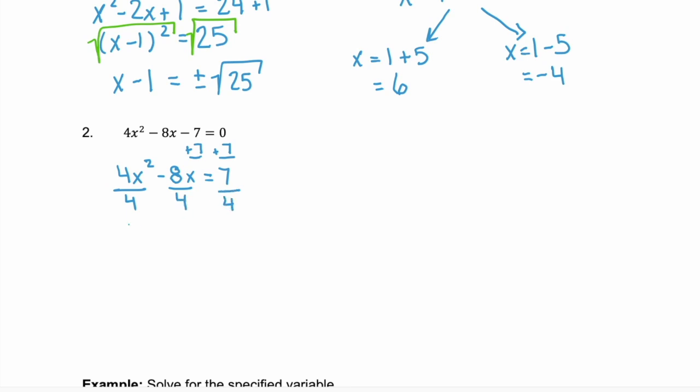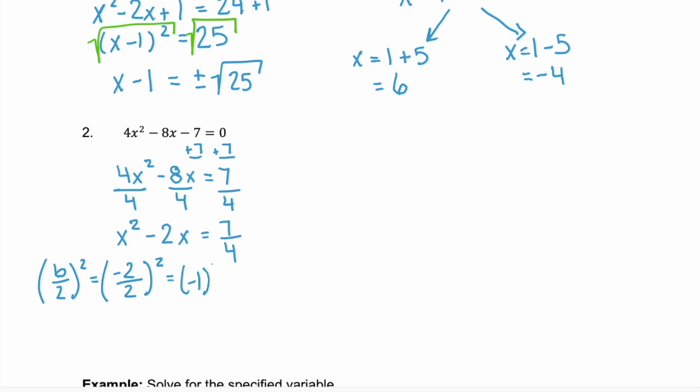And by dividing by 4, now that first term is just x squared. And our second term becomes minus 2x. And the right-hand side is 7/4. Now we can move on to completing the square. We need to find b over 2 squared. Again, b is negative 2 over 2 squared, or negative 1 squared, which is 1. Then we add that to both sides. x squared minus 2x plus 1 equals 7/4 plus 1.